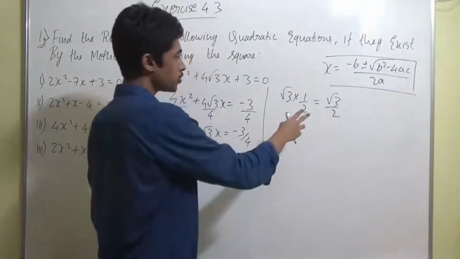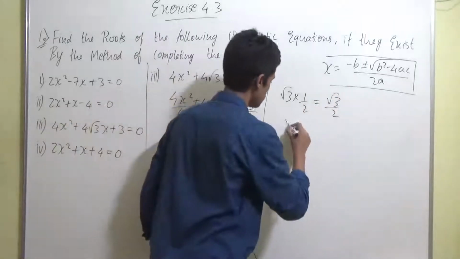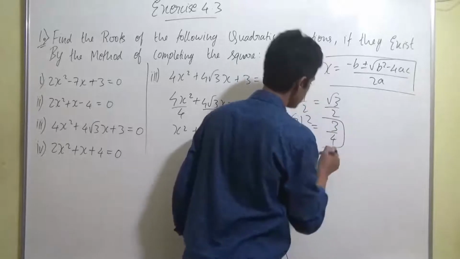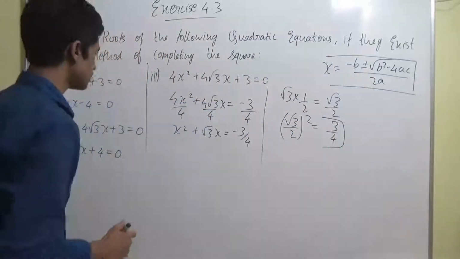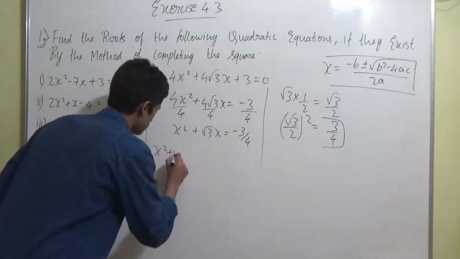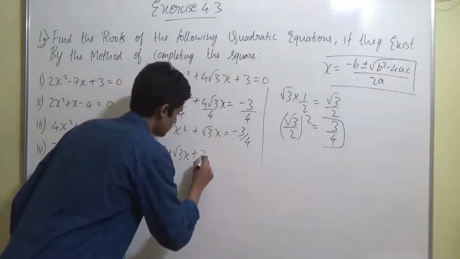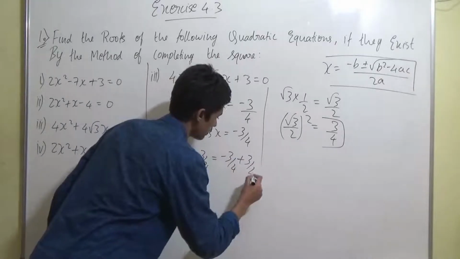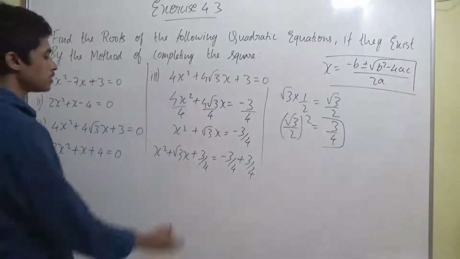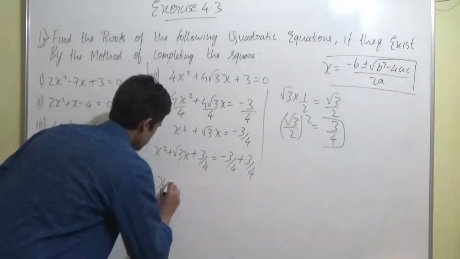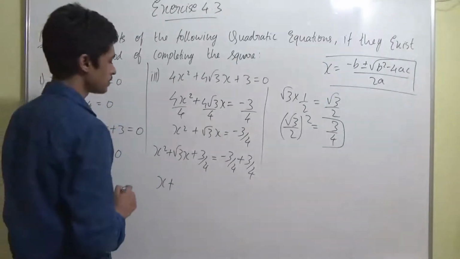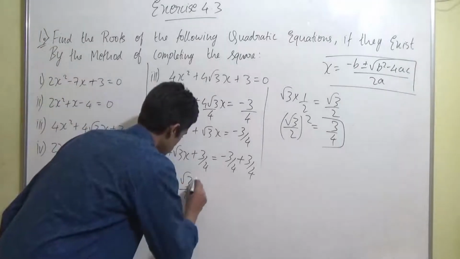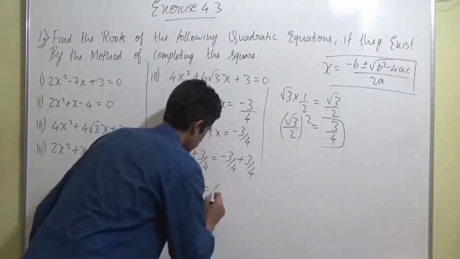Getting it, guys? Now after the half you have to square this term. It will become 3 by 4. Now this term you have to add in both LHS and RHS. So it will become x square plus root 3x plus 3 by 4 equal to minus 3 by 4 plus 3 by 4. Getting it, guys? So the right side will become 0 automatically. So the left side will become like a plus b the whole square. What is b? b is root 3 by 2. This is equal to 0.